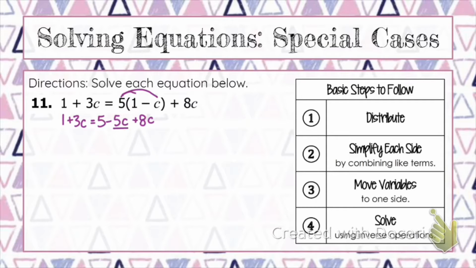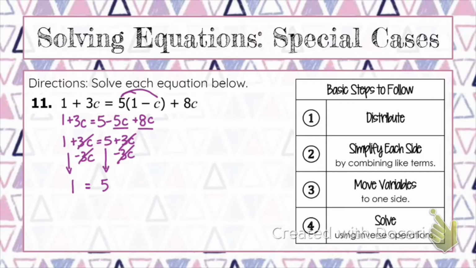Then we need to combine like terms on each side. So we'll get 1 plus 3c equals 5 plus 3c. And then we want to move our variables to one side. So we're going to subtract 3c from both sides, and that's going to give us 0. But on this side, it also gives us 0. So we're actually just left with 1 equals 5.